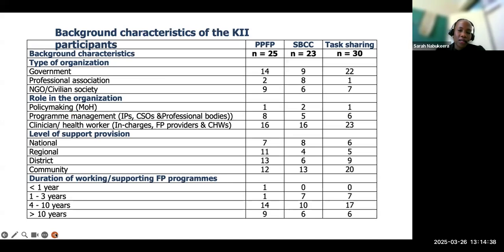So we had results from desk reviews and case studies, but also we went ahead and conducted a key informant interview survey. In that survey, we had 25 participants for post-pregnancy family planning, 23 participants for SBC, and 30 for task sharing. Some of the characteristics of these participants were, we had participants from the government, from professional associations, and from non-government organizations that we also call civil society. We had policymakers, programmers, that means implementing partners, civil society organizations, but also clinicians, that is, facility in-charges, family planning providers, and community health workers. All these came from the national, regional, district, and community levels, with between 1 to 9 years of experience in such a position.